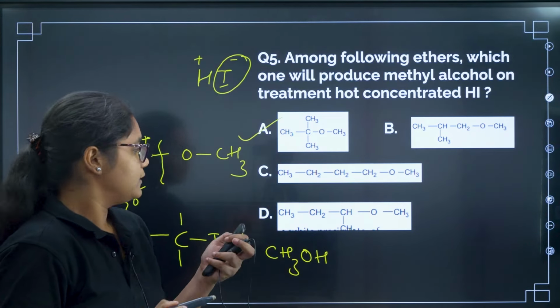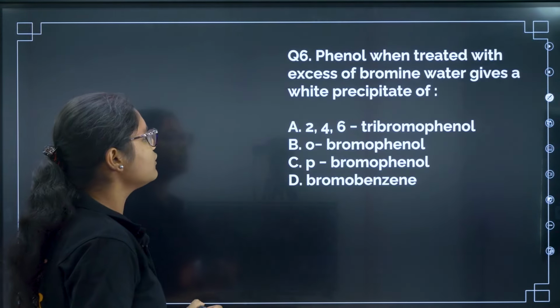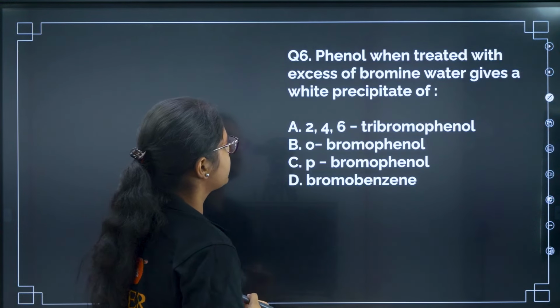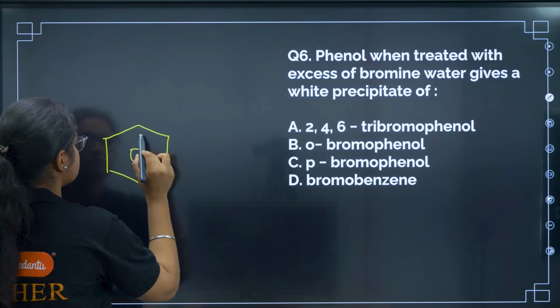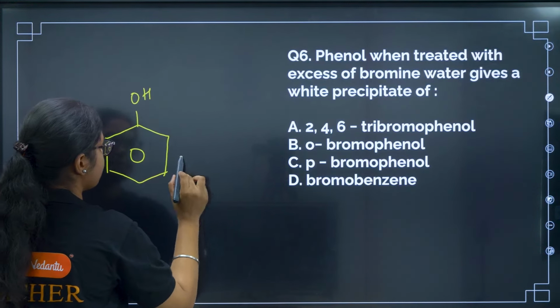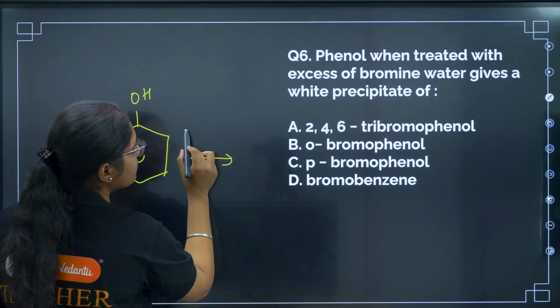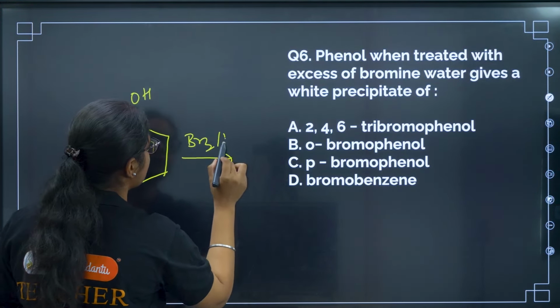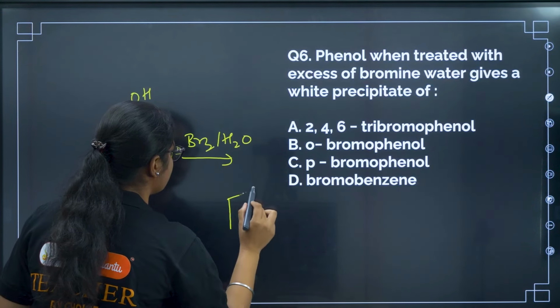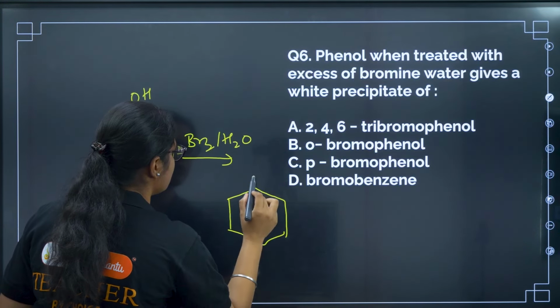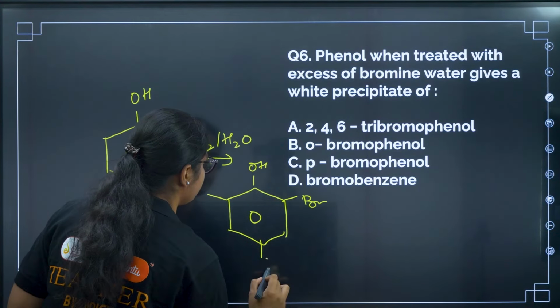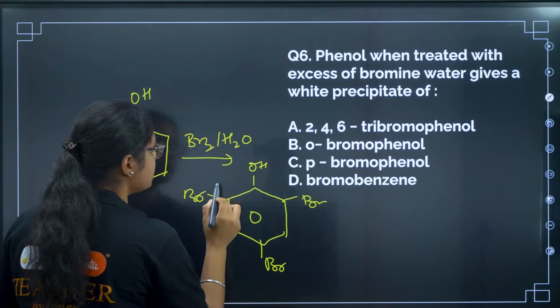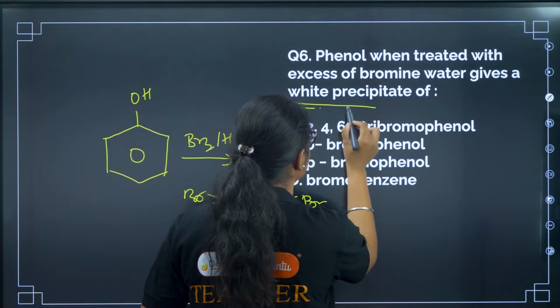Okay. Next. Phenol when treated with excess of bromine water gives a white precipitate of. So this is one very common reaction. So we have phenol and we have this bromine water. Okay. So if you treat it with this one, we will get 2, 4 and 6 bromine. Okay. So from this you can remember one thing, you can just note it down, this is a white precipitate.